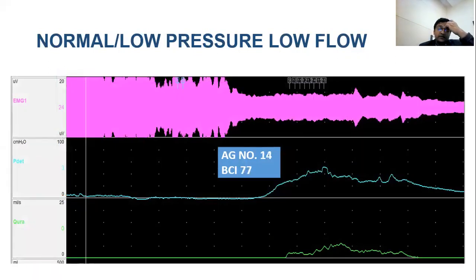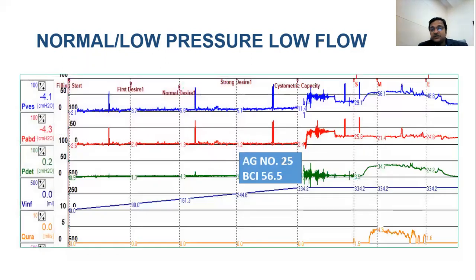This is another image of the same situation, where you see that the EMG is relaxing, there is low pressure, and the flow is also low. So in this case, we should do an MCUG to find out whether there is any secondary obstruction or not, because by looking at the graph, you cannot say.